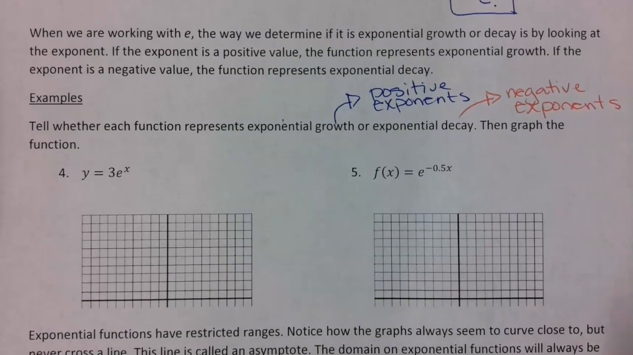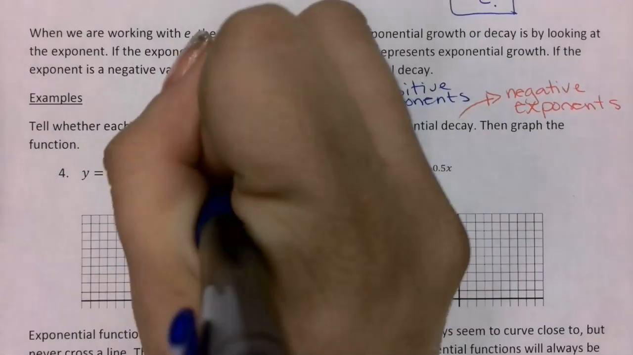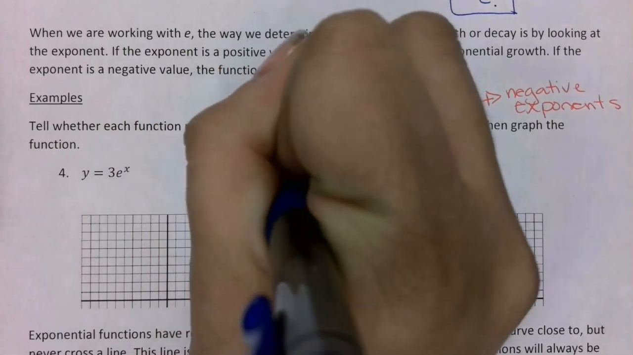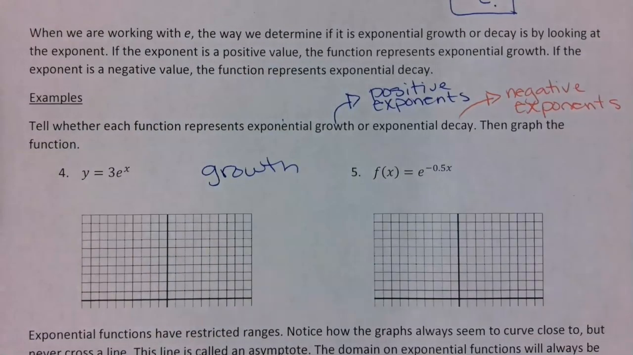Okay, so number 4, would it be growth or decay? Growth. And then, we don't know because it's an x. Well, it's positive. It would have a negative if it was decay.